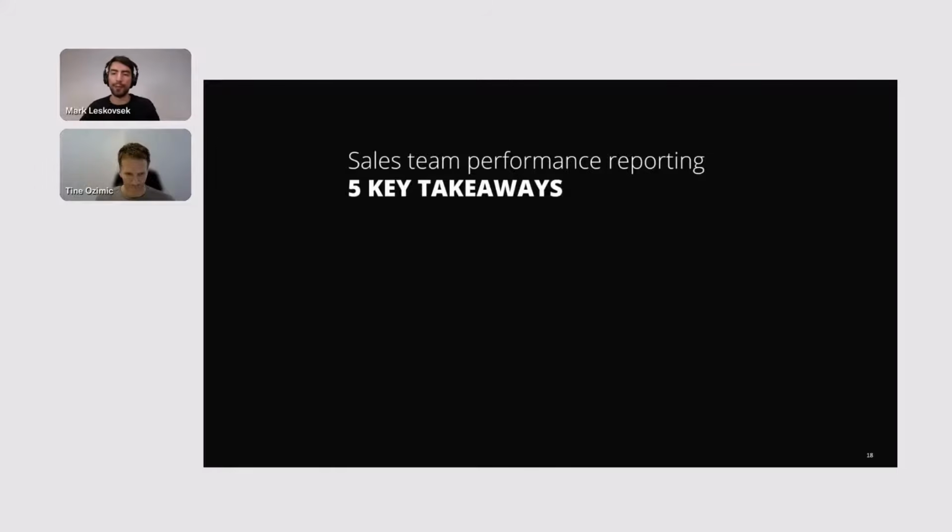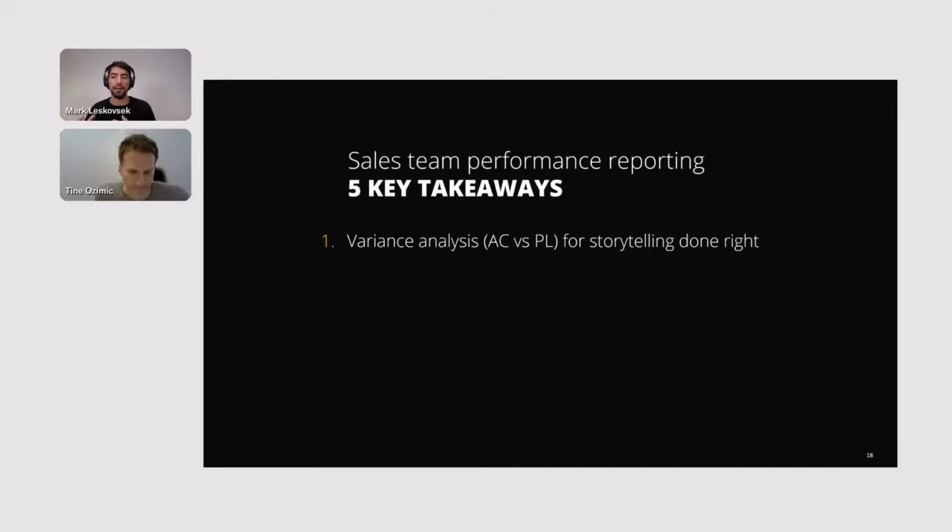So let's recap the key takeaways of today's session. For good sales reporting, we want to have, first of all, good variance analysis, for storytelling done right, because we need to have that clarity as our foundation of good reporting. Now, we want to include end of period forecasts and targets, because this is one of the main things that sales reps care about. How are they doing against the planned targets, based on which they receive their commissions.